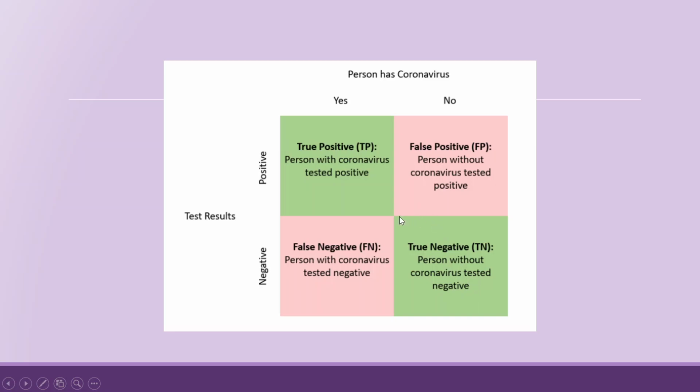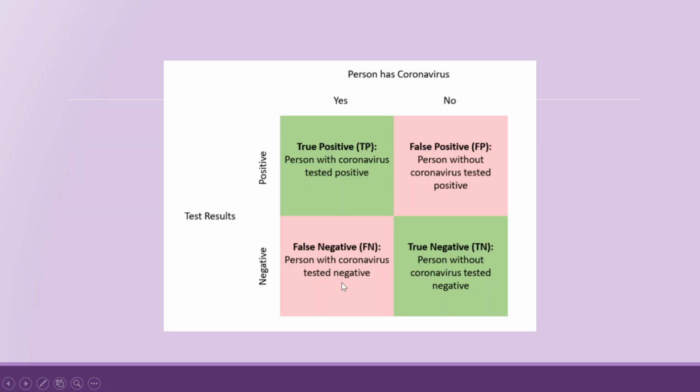So we want good results diagonally, which means yes and positive should be identified correctly, no and negative should be identified correctly. So green is a correct classification diagonally. Now let us talk about the pink one. Here the person is not COVID positive but the test result shows positive. So this is known as a false positive. Person without the coronavirus tested positive. Now let's talk about this cell. The person is corona positive and the test result gives negative. So person with the coronavirus tested negative.